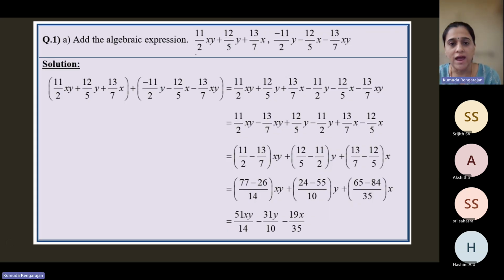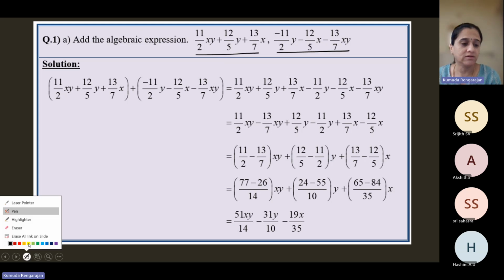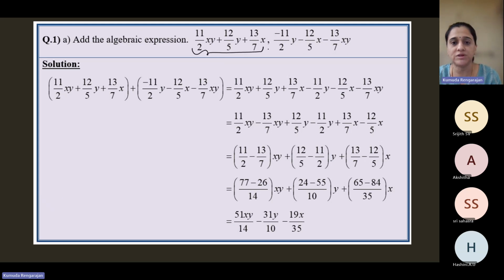So the question is to add these two expressions. We have two expressions here. This is the first expression with 3 terms, and this is the second expression with 3 terms. The 3 terms in the first expression have xy, y, and x as the literal factors. The 3 terms in the second expression also have x, y, and xy as literal factors. So we do have like terms in the 2 expressions.